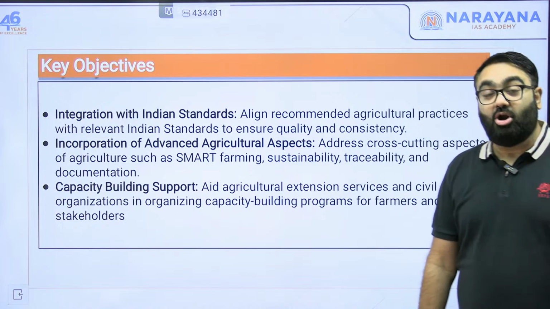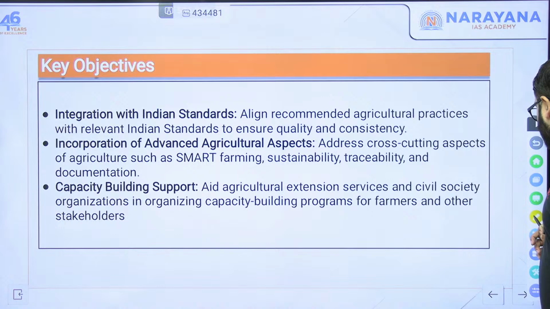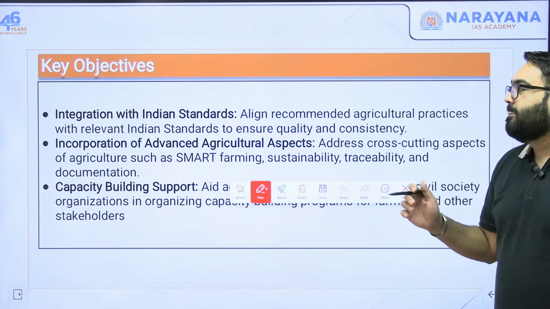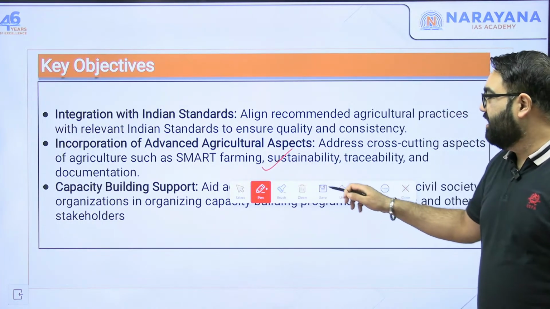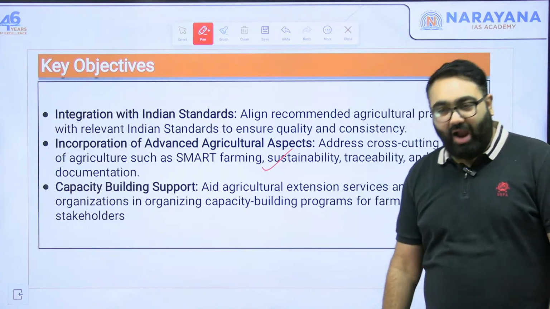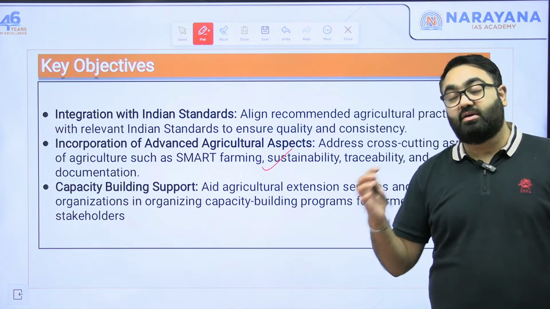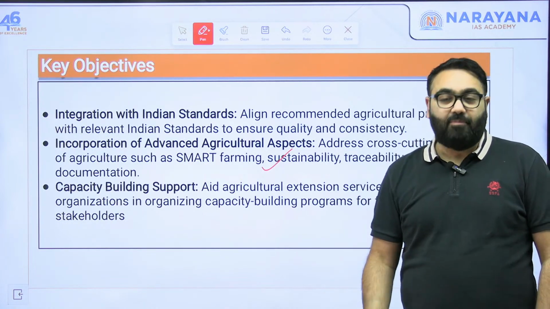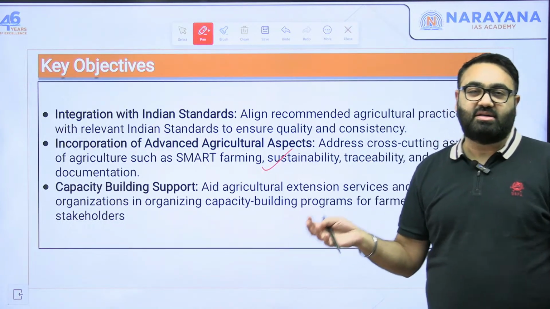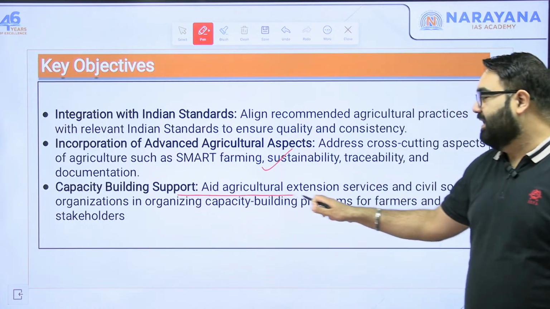Apart from that, the other objectives also include integrating with other Indian standards. As I said, the ISI mark, etc., which are issued by BIS, to have a similar kind of standard there. To incorporate additional agriculture aspects. For example, make our farming much more sustainable, to have much better documentation, so that the farmers, if they are applying for certain standardization or certain certificate, they'll have to maintain a record. That will make it easier to trace the farming, that will make it easier to trace the practices that are being done, and it will also help in capacity building.